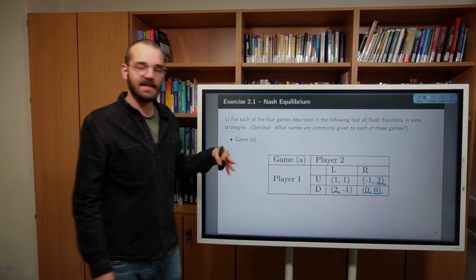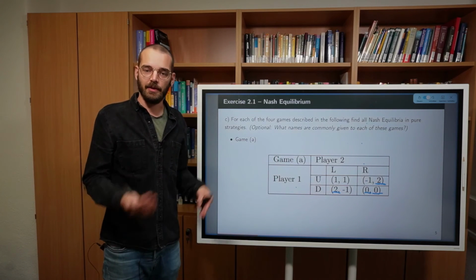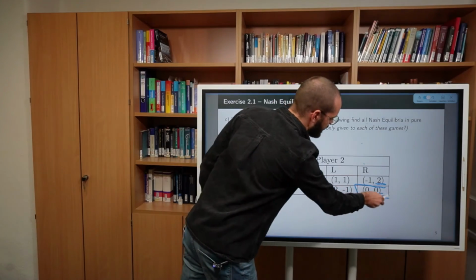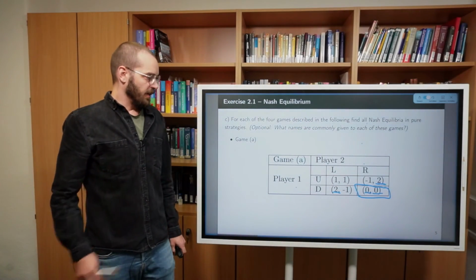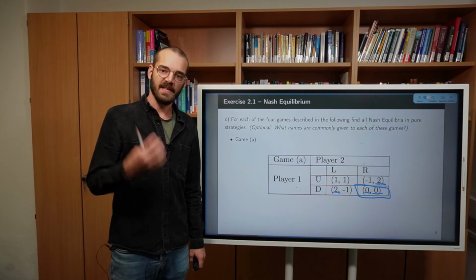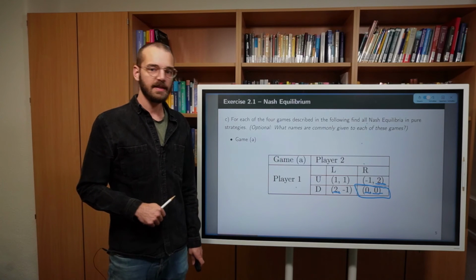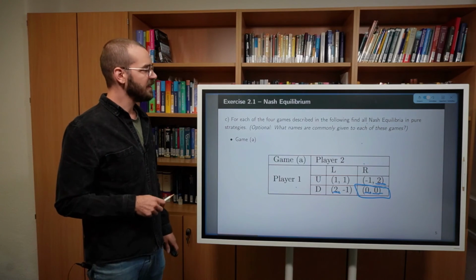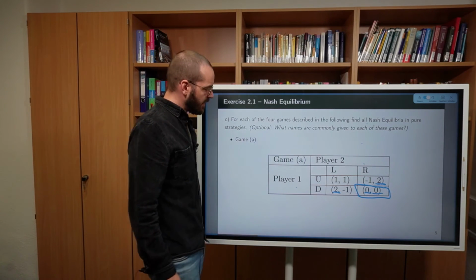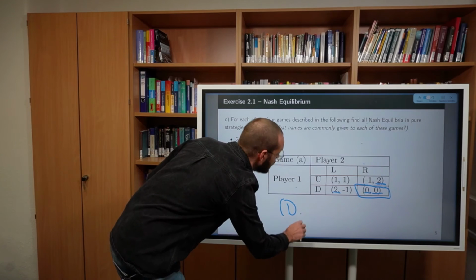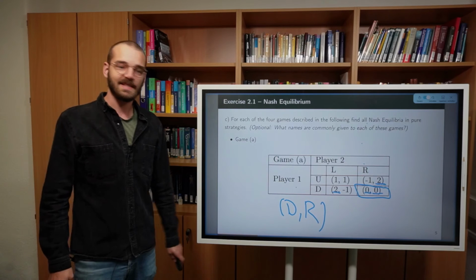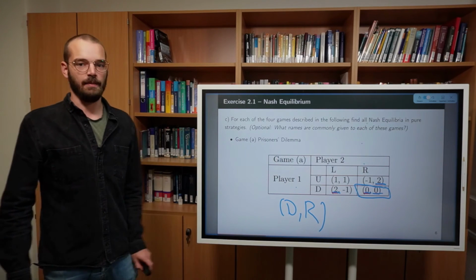We now see the exact same pattern that we just saw in the previous example, which is that only in the bottom right cell we see that both players are actually playing the best response towards the best response of the other player. Alright? So we again have one single Nash equilibrium, in this case defined by the strategies D and R. Alright? Now the name of this game is called Prisoner's Dilemma.